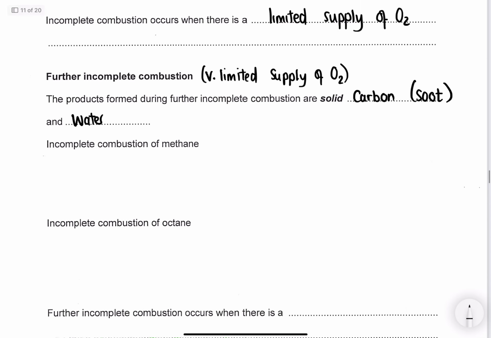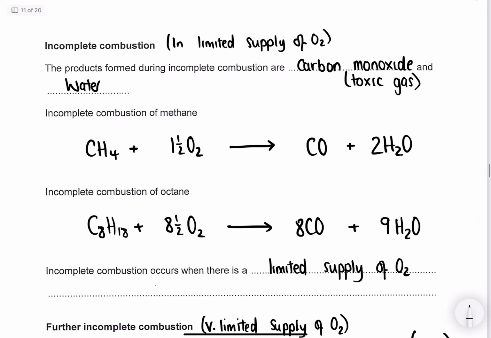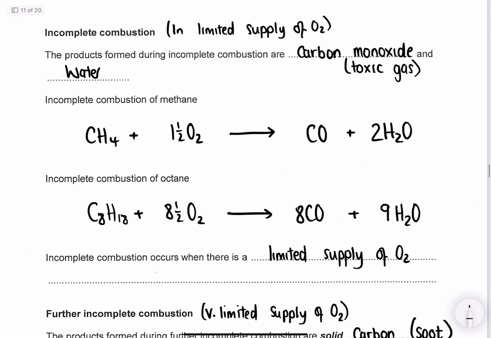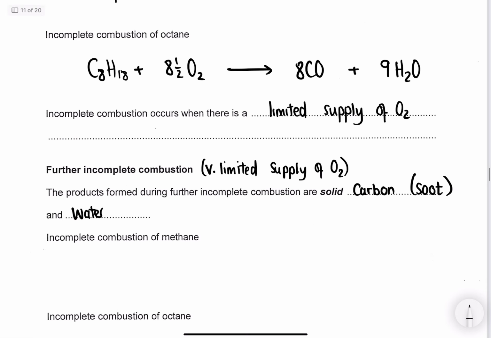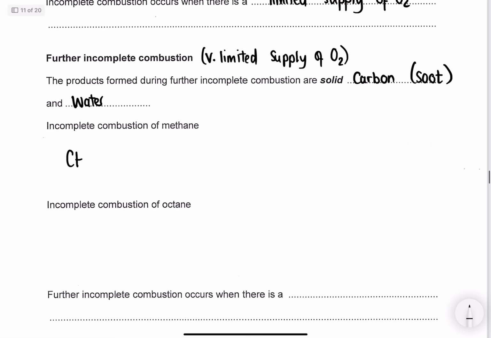How will you know this is the equation that they want? Or how will you know whether it's this limited supply? Well, it will tell you about the products. It will either say to produce a toxic gas or it'll produce a solid product. This will be some clues. So this time again, pause the video. We're going to just make carbon and water. Pause the video and balance the equations, and then unpause and see if you got them right.